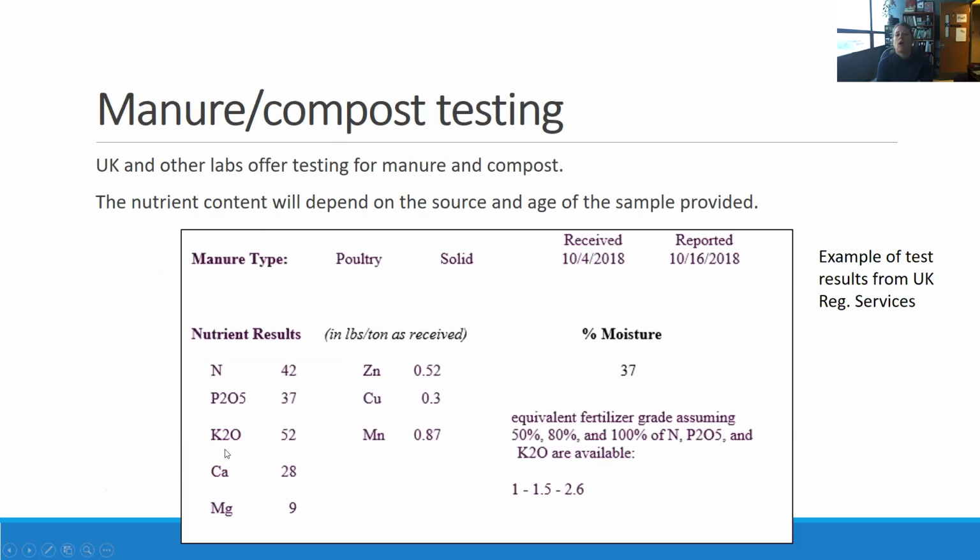So here's the manure and compost testing. I think I've also discussed this with one of your county agents. This is what the test would look like. Here is what I'm looking at, this 1.5 to 2.6. This is the NPK of poultry manure. And as you can see, N is the least supplied nutrient in this case. The potassium is the highest percentage available here.